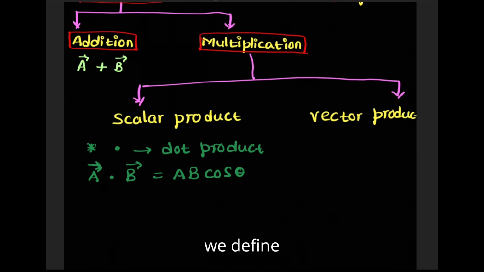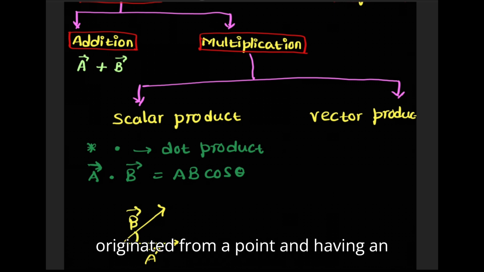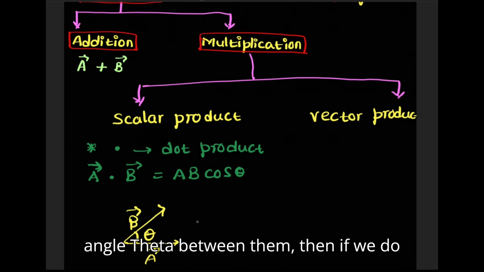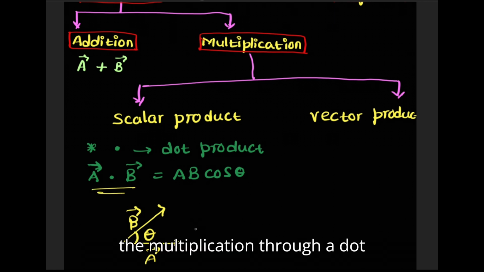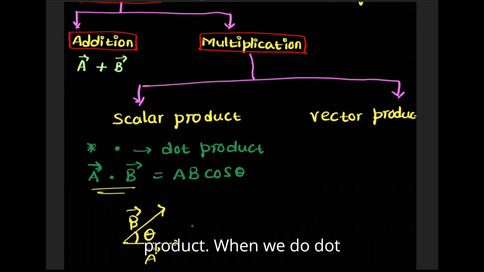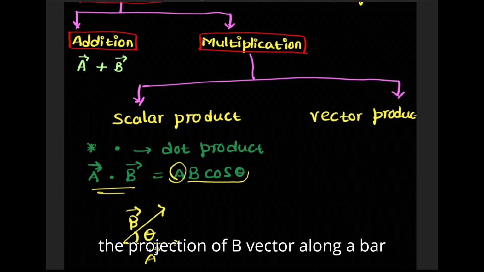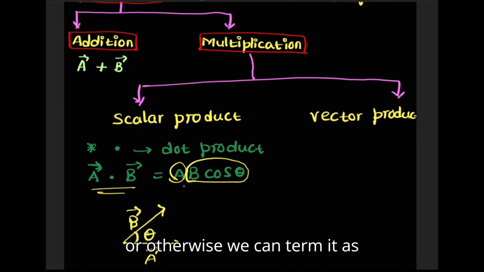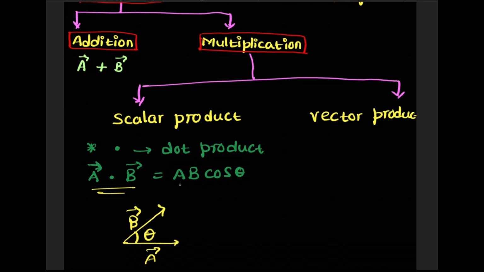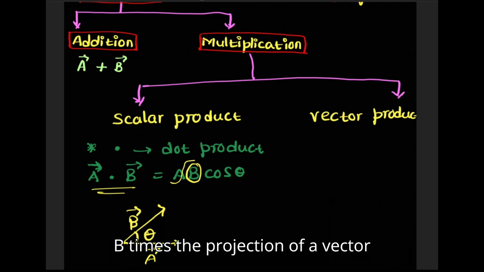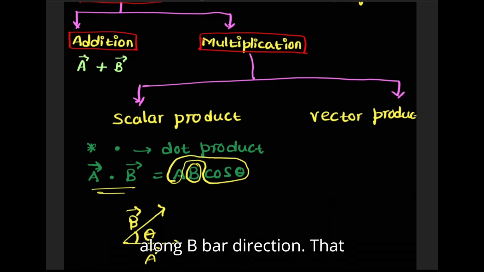So geometrically, when we define a bar and b bar originated from a point and having an angle theta between them, then if we do the multiplication through a dot product, when we do dot multiplication between these two vectors, it can be a times the projection of b vector along a bar, or otherwise we can term it as b times the projection of a vector along b bar direction.